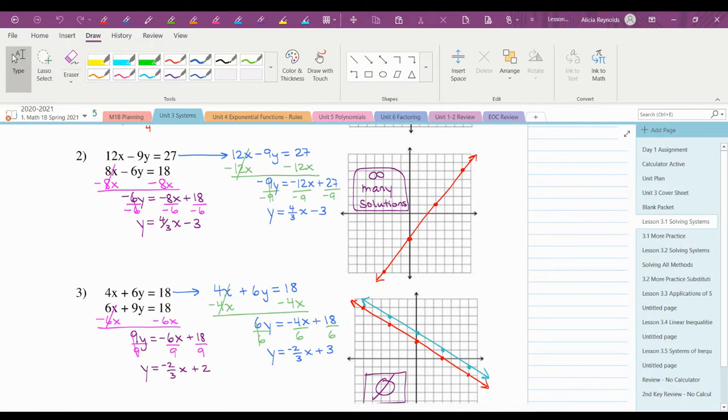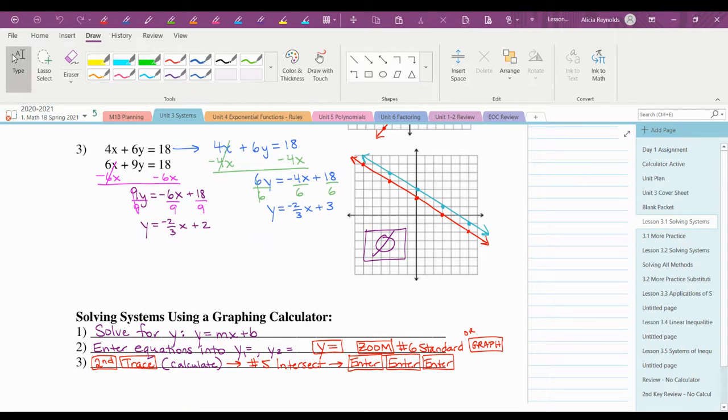For our next example, we solve these two equations to get y equals 4/3 x minus 3 for both of these equations once they are fully simplified. So make sure that if you have coefficients that you simplify those coefficients. And when we have this same line, this tells us that we're going to have infinitely many solutions. Pause the video now if you need to finish writing example 2.